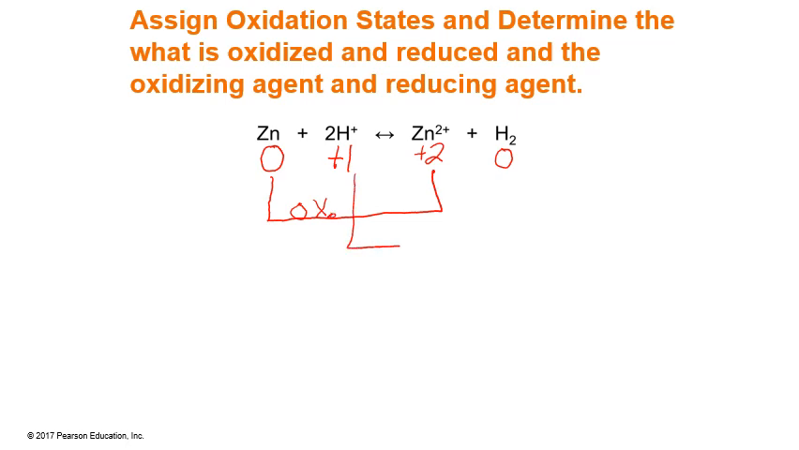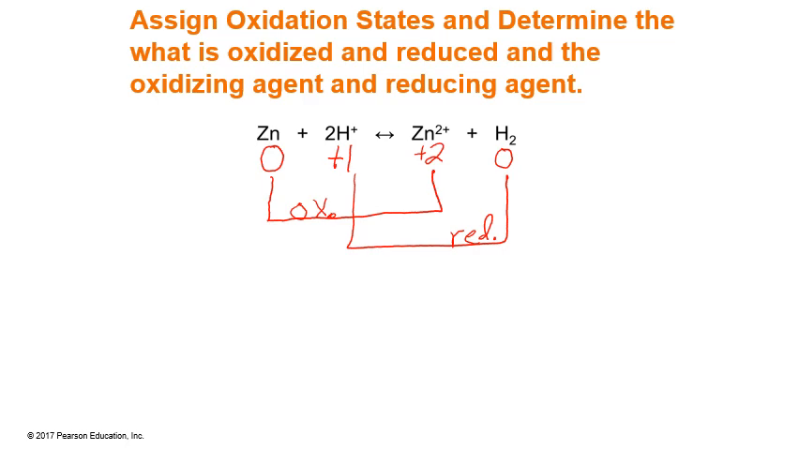If we look at our hydrogen, we're going from a +1 to a 0. That means that it's gaining electrons to become neutral. And so this is the reduction. Our H+ is reduced to become hydrogen.